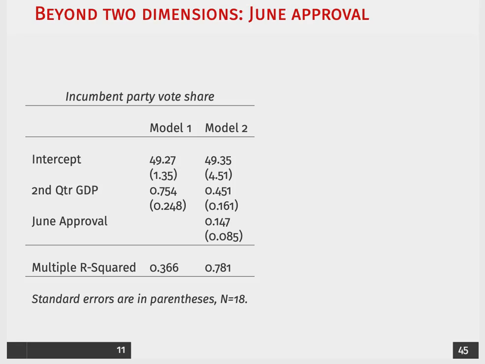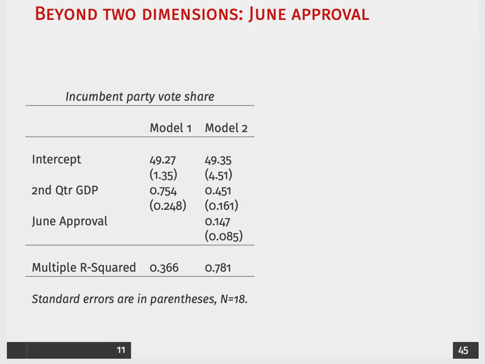So again, think about our example where we first started with just our main covariate of interest, the second quarter GDP growth, and we ran our first estimated regression model. We can see that with a 1% increase in GDP growth in quarter two, we would anticipate that the incumbent party vote share would increase by about 0.75.